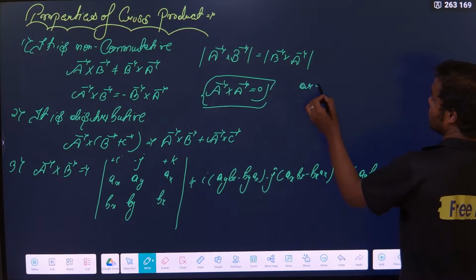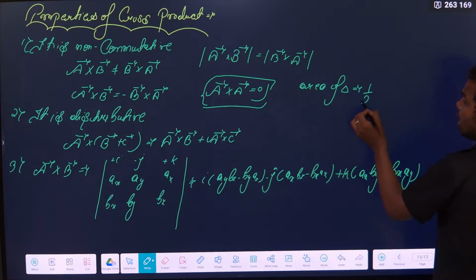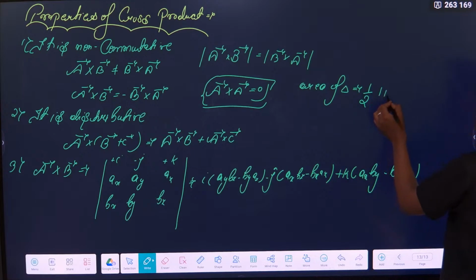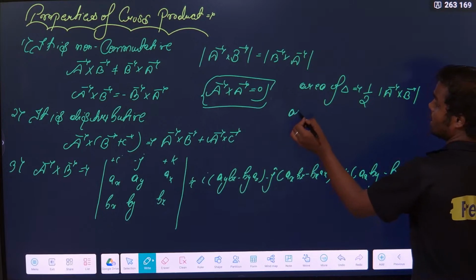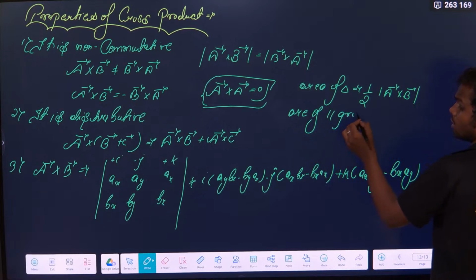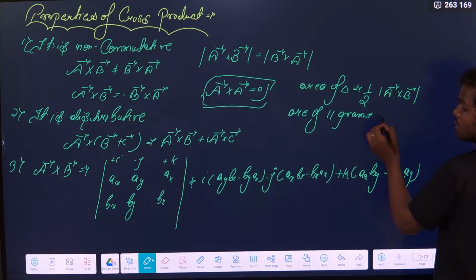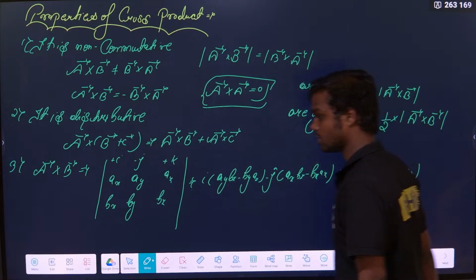Now some important formulas, that is area of triangle by cross product. They will ask you half. Remember, half into A vector cross B vector. That is the first case. Second is area of parallelogram. They will ask. So for area of parallelogram, remember the formula is two cases, half into mod of A vector cross B vector. That is the first case.